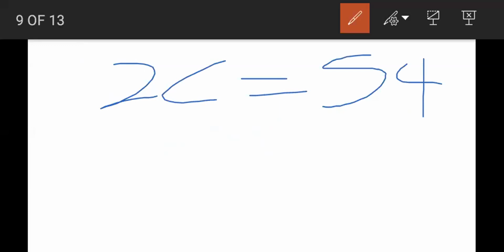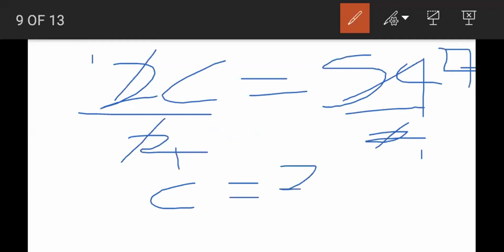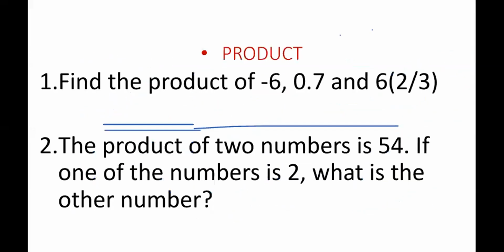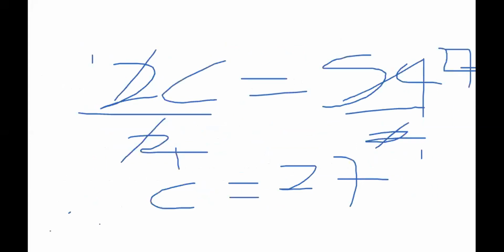So from here, just say divide both sides by two. Now, 54 divided by 2 will give us what? 27. So, therefore, our C equals 27. You will now see, therefore, the second number is 27. So, you should find the other number. So, you just say, therefore, the other number is 27.